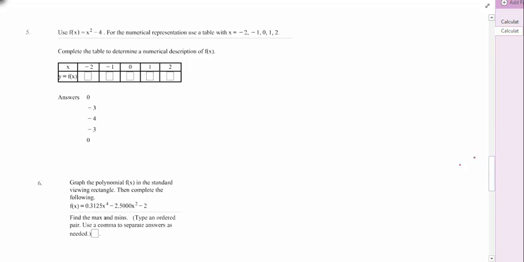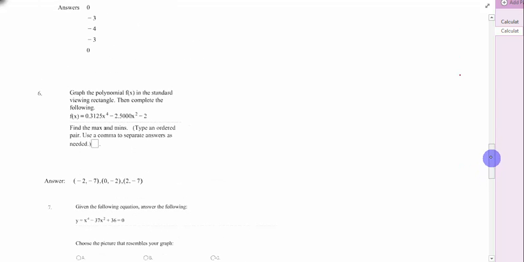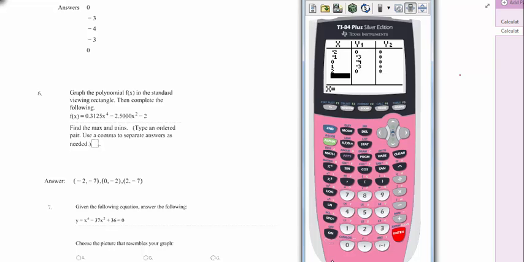Number 6. All right, number 6, we've done one like it, so let's go through it real quickly and make sure you remember. 0.3125 x to the 4th minus 2.5000 x squared minus 2. And let's hit graph. And we are finding the maxes and the mins.